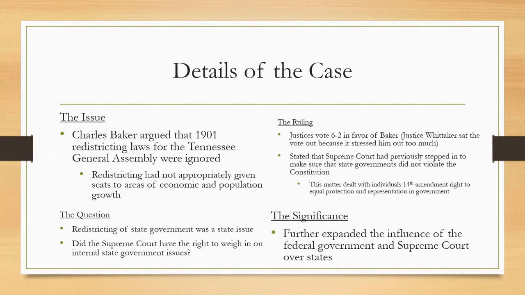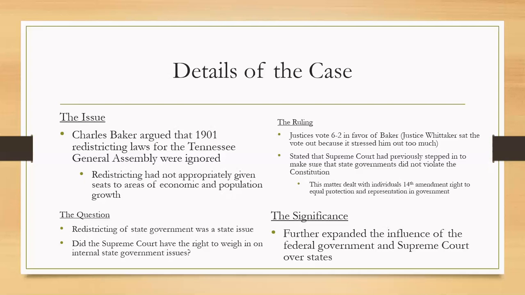And their justification for this ruling was that there are plenty of times before in U.S. history where the Supreme Court had stepped in to make sure that state governments were not violating the Constitution. And in this instance, they argued that yet again, the Constitution was involved, even though it was a state matter, because the 14th Amendment protects equally all citizens of the United States, both in their treatment and in their representation in government. And so if a state government is redistricting poorly, even for their own state representatives, that still is the federal government's business because they have to make sure that their citizens' rights are being protected.